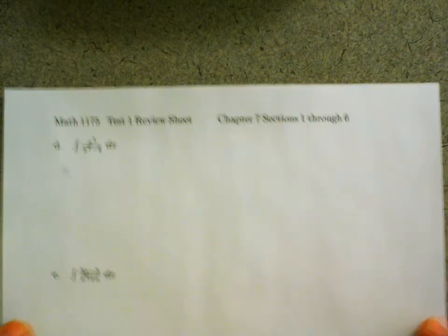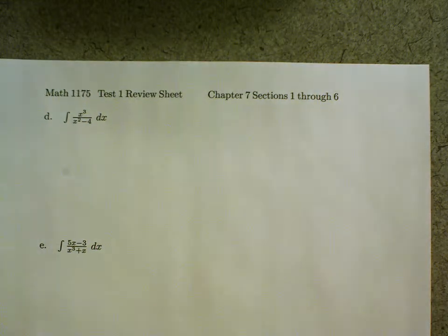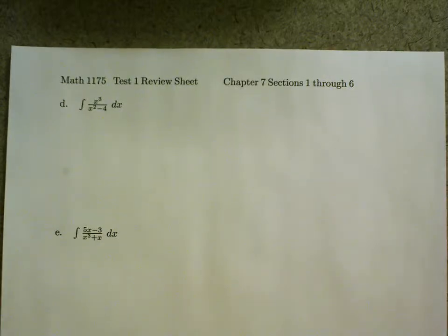The indefinite integral of x to the 3rd over x squared minus 4. Okay, what do we do to start on this one? So it's a rational function. The degree of the numerator is x to the 3rd. The degree of the denominator is x to the 2nd. So long division is what we do first.